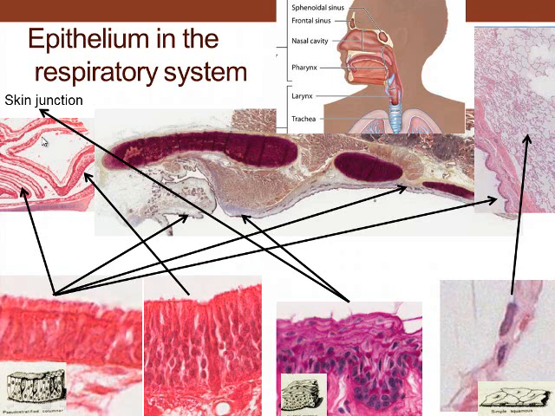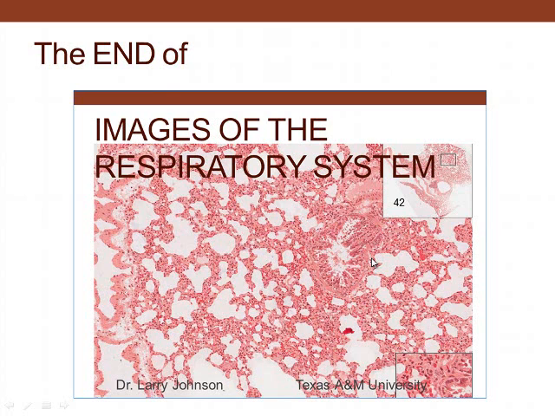So in summary, in the nasal cavity we had respiratory epithelium, and we have olfactory epithelium in through there. And also you have respiratory epithelium in the false vocal cords, as well as on down the respiratory tract all the way down to the respiratory bronchioles. Stratified squamous epithelium, you have lining the true vocal cords. Simple squamous epithelium, we have lining the airspaces for the type 1 pneumocyte. That's the end of images of the respiratory system.